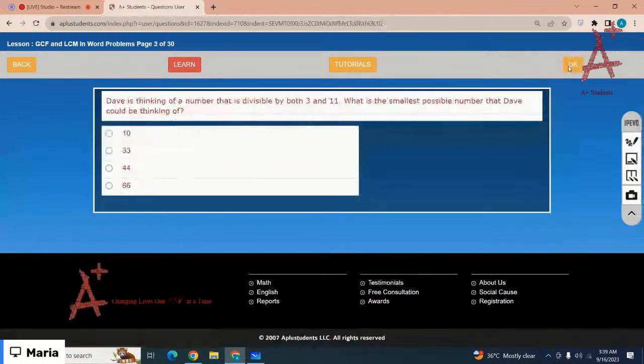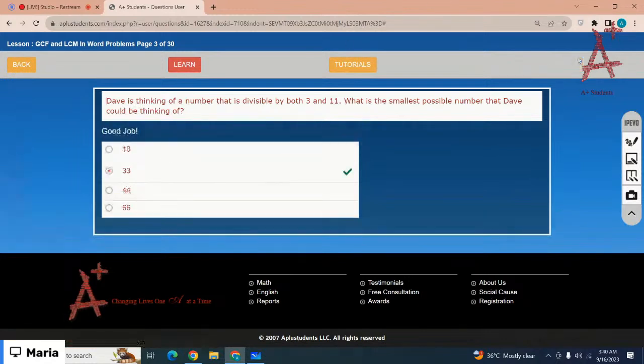Okay, Dave is thinking of a number that is divisible by both 3 and 11. What is the smallest possible number that Dave could be thinking of? Which is the correct option? Smallest number, again you have to calculate the least common multiple. Very good. That would be 33. Both the numbers are prime, right? We have to multiply them. That would be 33.